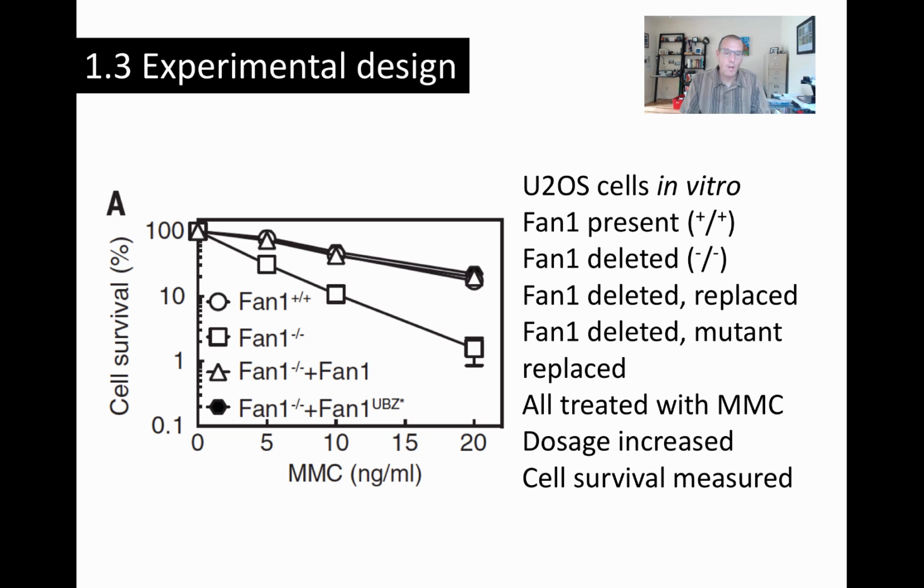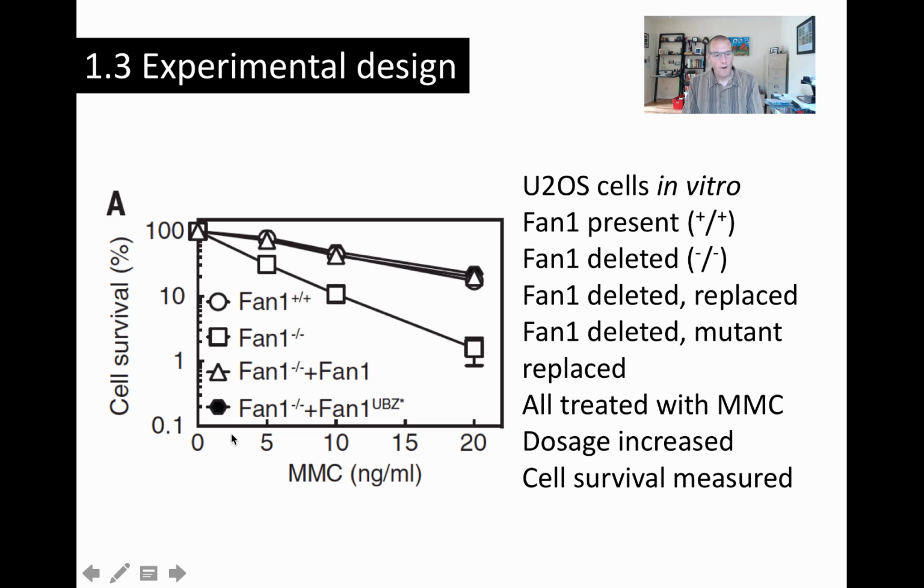So there are a lot of experiments going on here, but they're all being presented on one plot, or one graph, I should say. The important thing here is there's only one variable being changed. The variable being changed is whether FAN1 is present, FAN1 is absent, or FAN1 is absent and being put back, or FAN1 is absent and the FAN1 UBZ mutant's being put in. We are then measuring cell survival as a function of mitomycin C concentration.